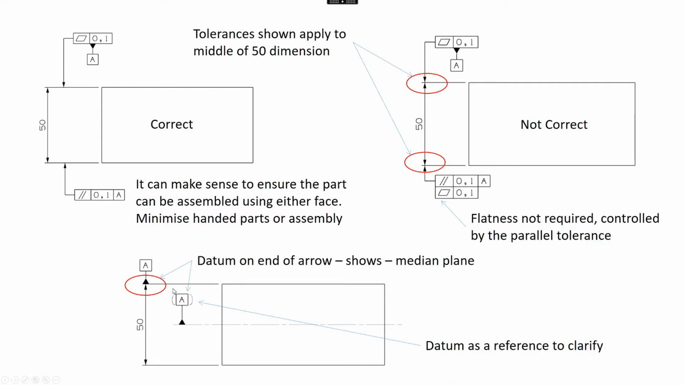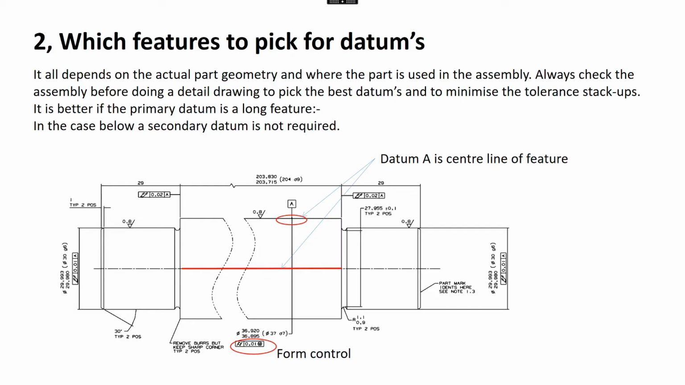So in this case, this would be an ISO drawing. So we've got brackets around the datum A. On an ASME drawing, I don't think you need the brackets. You just put datum A in again. So again, there's some slight differences depending on what standard you're going to use. So the actual part geometry matters a lot on the correct datums to pick or the best datums to pick.